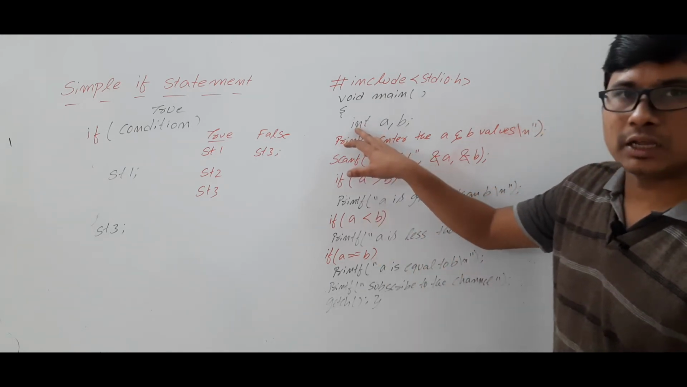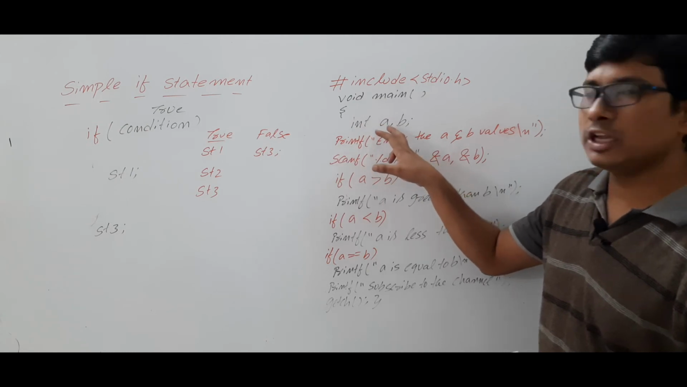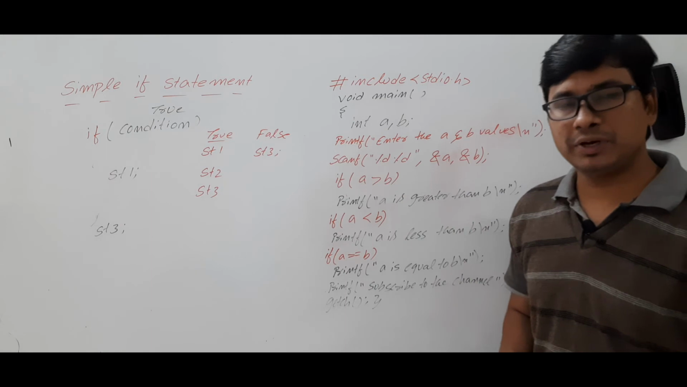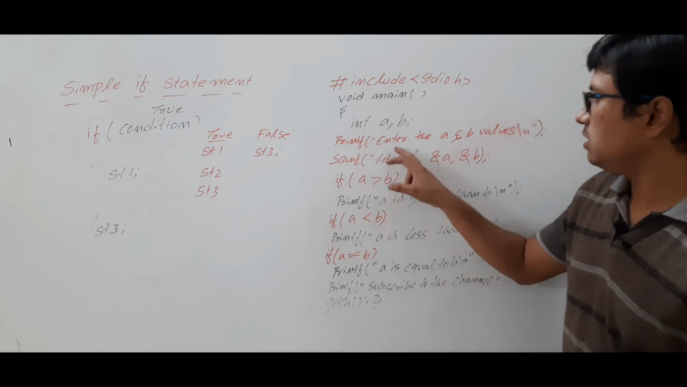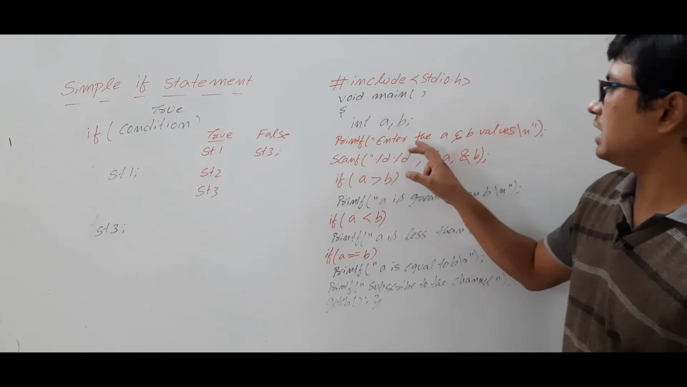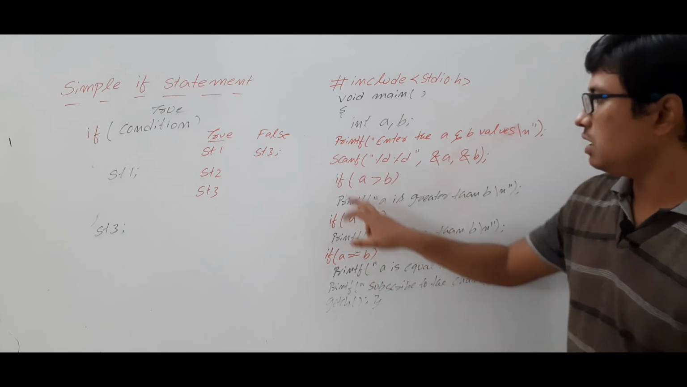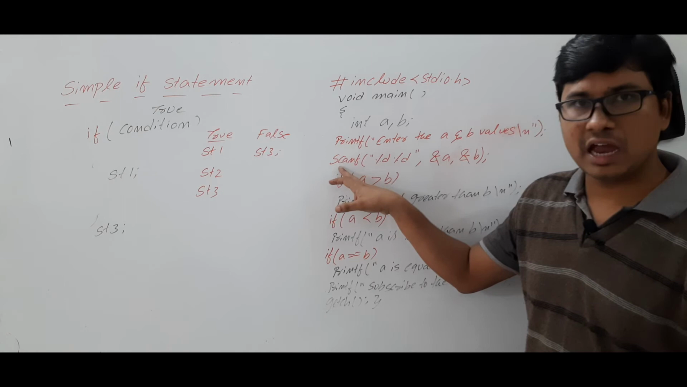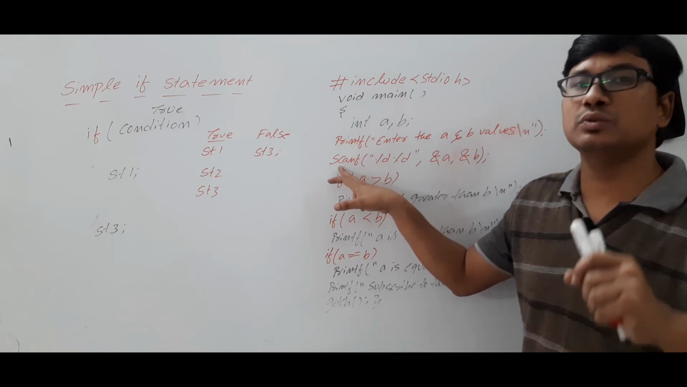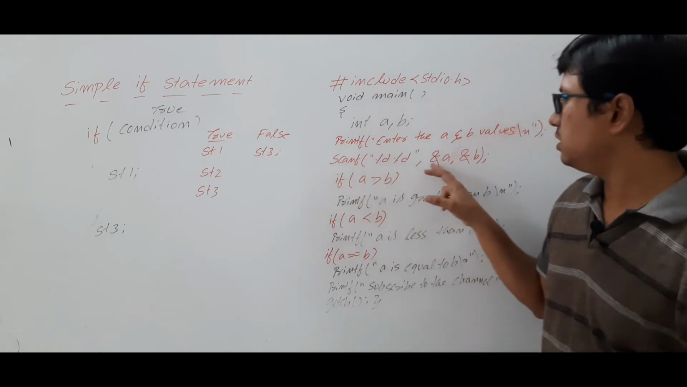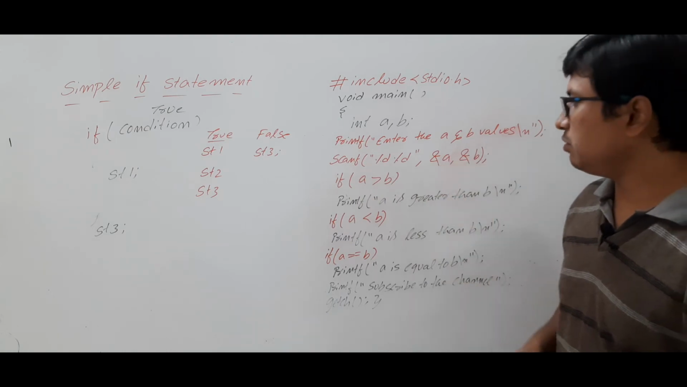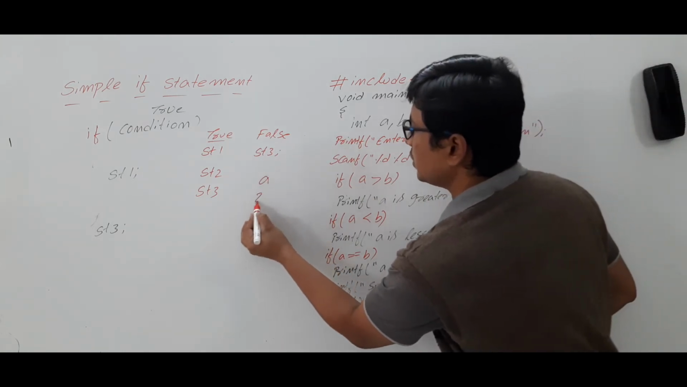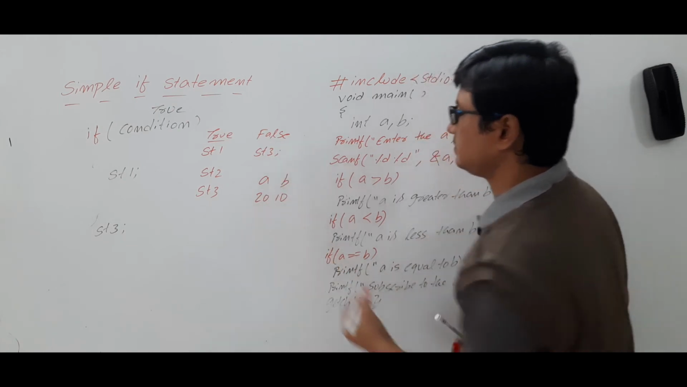And we have a data type called int, and we have two variables, a and b. I am using a function called printf, which is an inbuilt function which will display the statement "enter the a and b values". Now I am using an inbuilt function called scanf, which is useful to read the input from the user. Now I am reading the a value and b value. Let's say the user has entered the a value as 20, b value as 10.